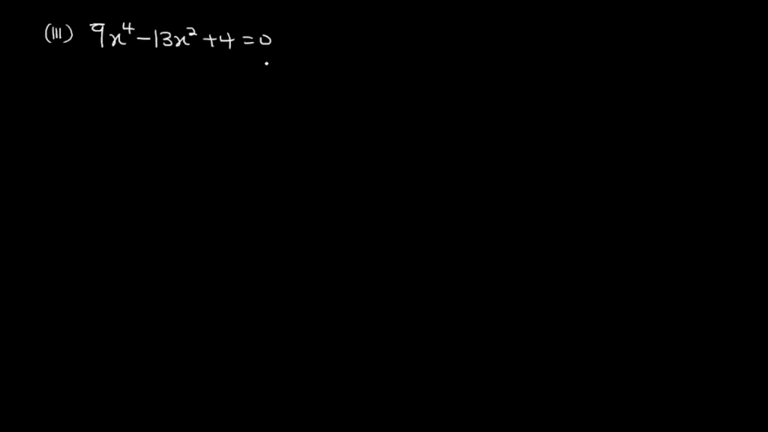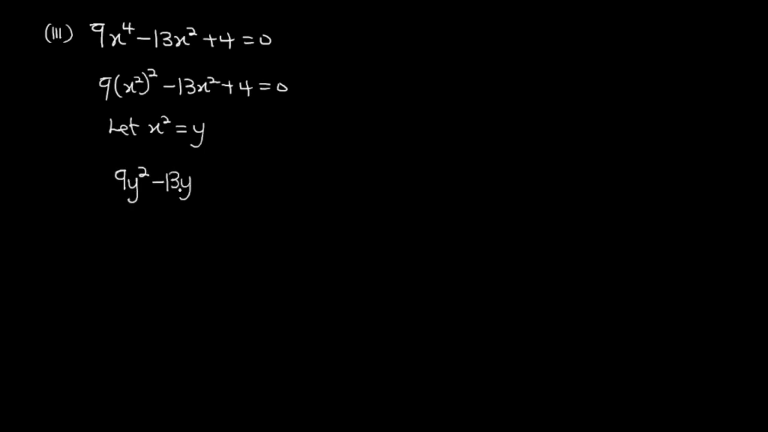Alright, so for this equation we still use the same method. So we have 9 into bracket x squared squared minus 13x squared plus 4 is equal to 0. I've just rewritten x power 4 as x squared squared. So from here I can say let x squared be equal to y. You can use any variable apart from y. You can use z, you can use k, any variable at all. Alright, so this becomes 9y squared minus 13y plus 4 is equal to 0.